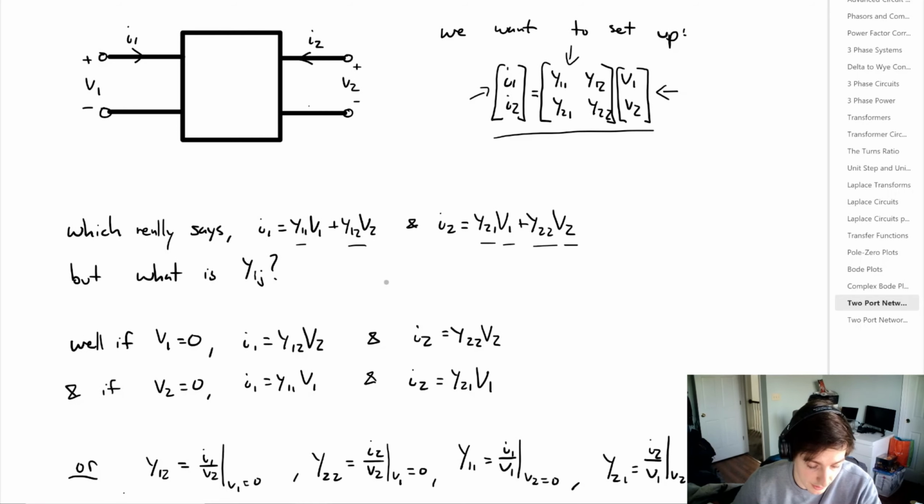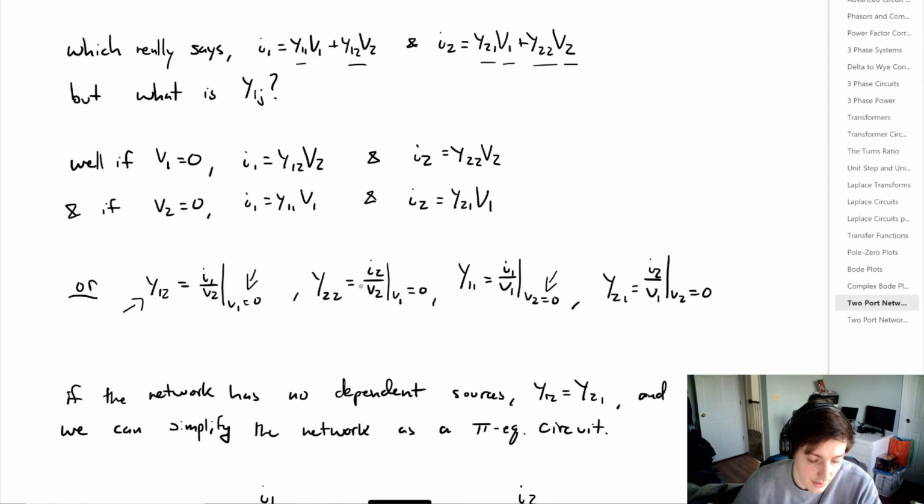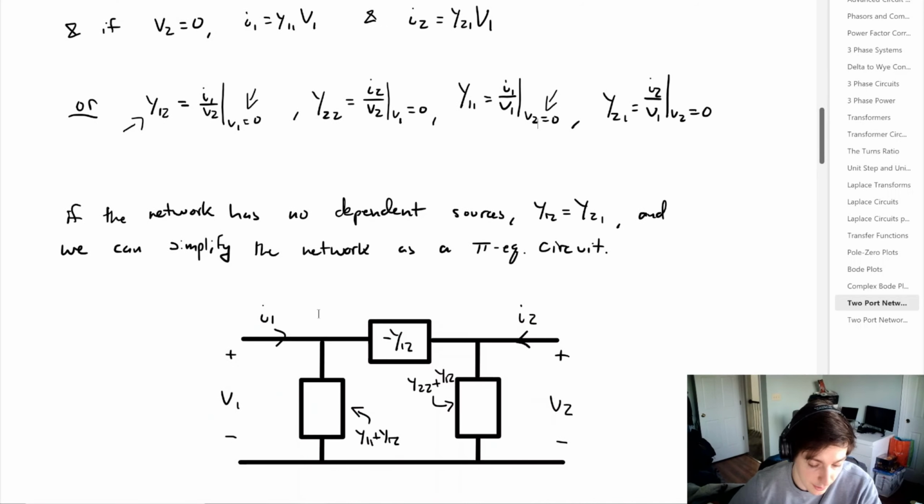Or we can simply set up each of the parameters like this, where we are either looking at V1 being shorted or V2 being shorted. And we can say that if the network has no dependent sources, Y12 is equal to Y21, and we can simplify the network into this pi equivalent circuit. So what this looks like is the following, where we simply have three elements. We have on the left here Y11 plus Y12. In the middle, we have minus Y12. And on the right, we have Y22 plus Y12.